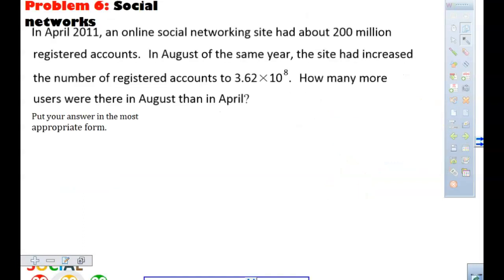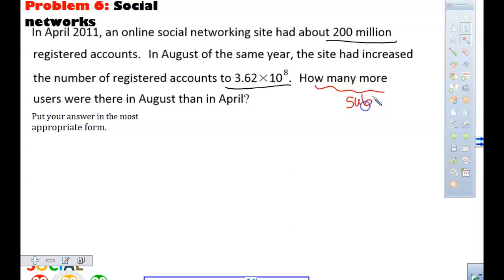There are 2 more problems on this page. This one deals with a social networking site. It says there were 200 million registered accounts in 2011, and in August the same year that increased to 3.62 times 10 to the 8th. So our numbers are written in different ways. So the key thing here is we need to understand, what does 200 million look like? And it says how many more? What operation are you thinking for how many more? That we should do what? Add, subtract, multiply, divide. What are you thinking?